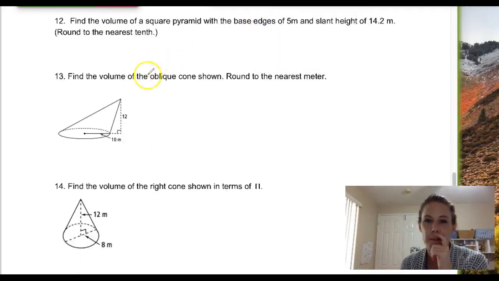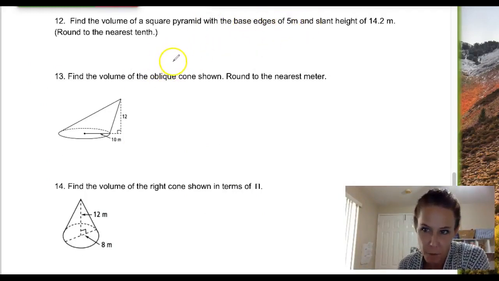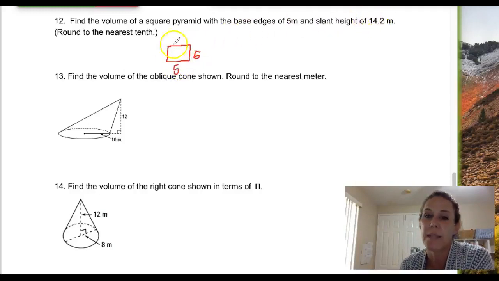Okay, let's find the volume of a square pyramid with a base edge of 5 meters and a slant height of 14.2. Round to the nearest tenth. So we've got a pyramid and the base edges are 5. So these are 5. And we know it has a slant height of 14.2.